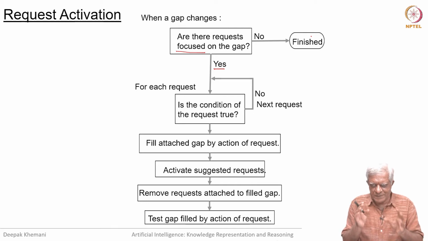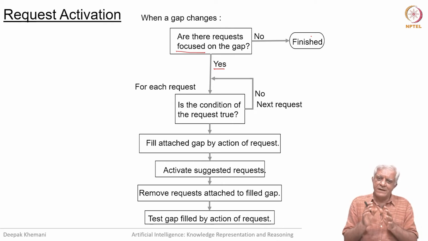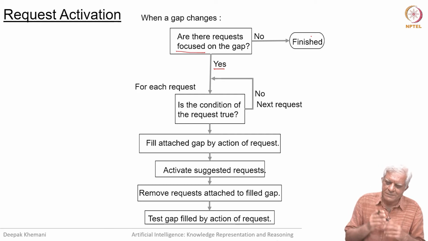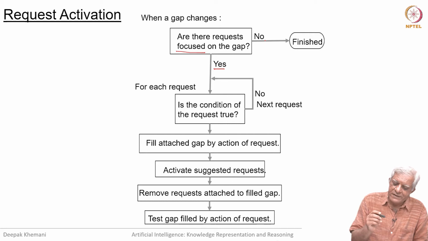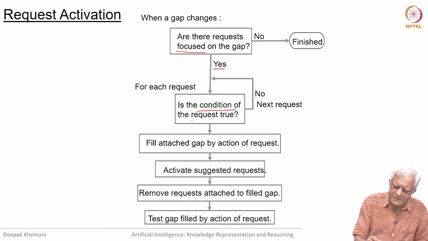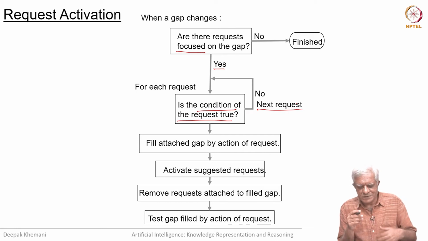And we are talking about what happens after a gap changes, which means new information has come into the gap, and a gap is essentially a slot in the representation, an empty slot. So, if we have got some new information and there are no requests or rules waiting for information there, then you do not have to do anything and you are finished with that part of processing. If there are requests which are focused on the gap, then you have to check whether the condition of the request is true or not. And if no, then you go to the next request. So, you look at each request and check whether the condition is met or not.